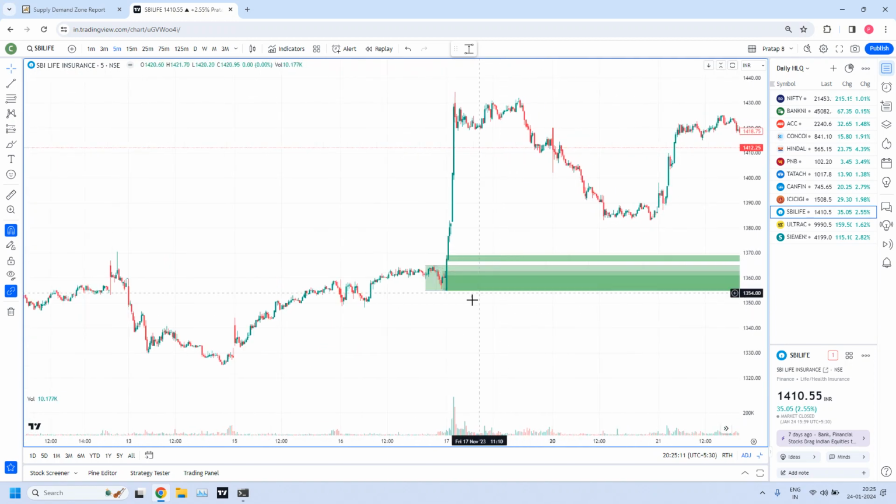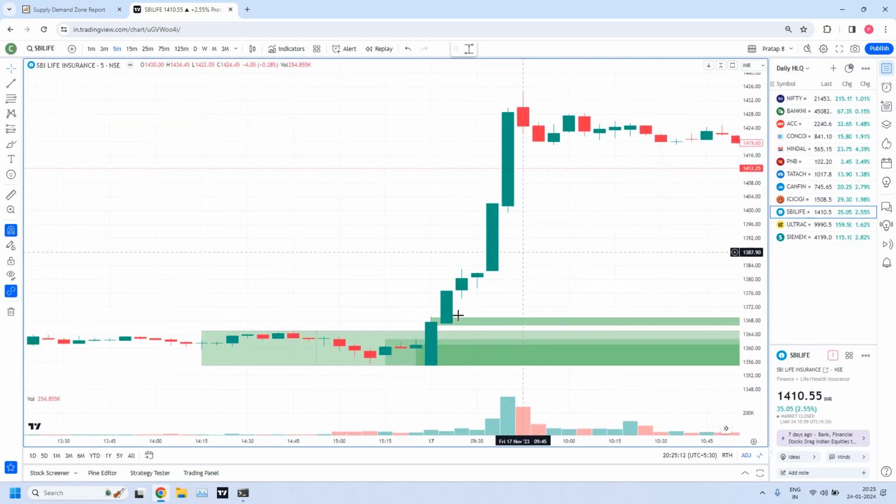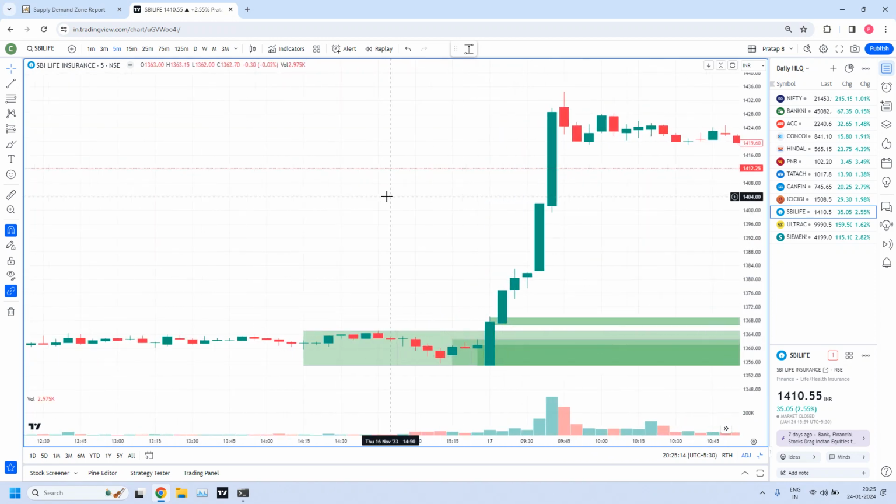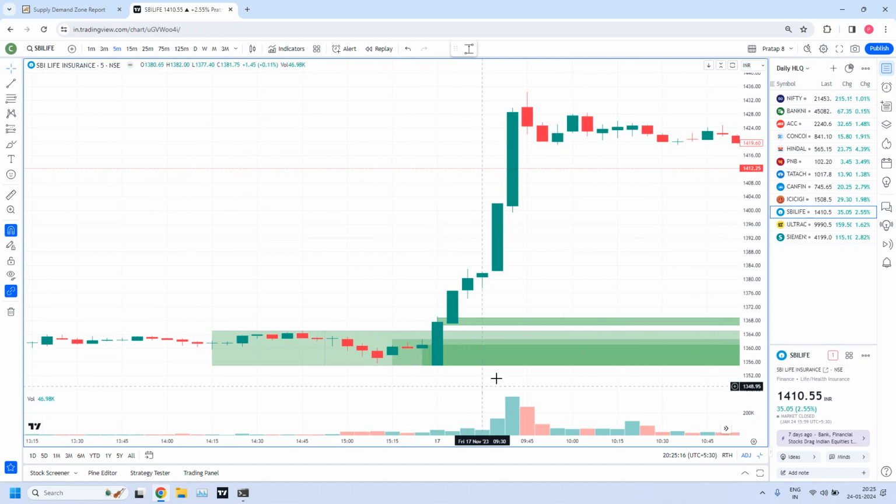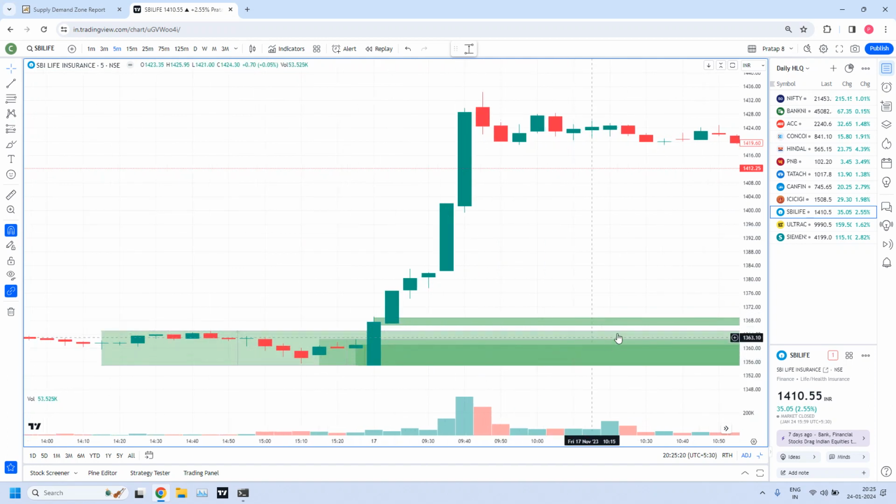Look into this. In 5 minutes, we have 2 rally candles. Previously, I told you a concept, a new way of drawing the demand zone. When you have 2 rally candles, the high of the previous rally candle and the low of the recent rally candle, you can draw a zone. See here, let me delete. From this high, from this low, you can draw a zone like this.